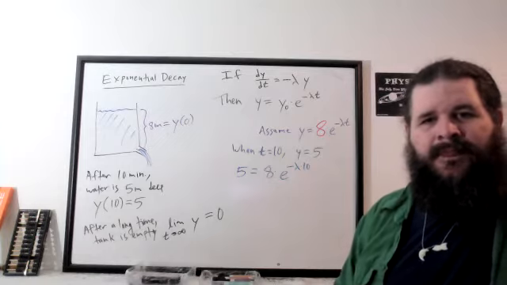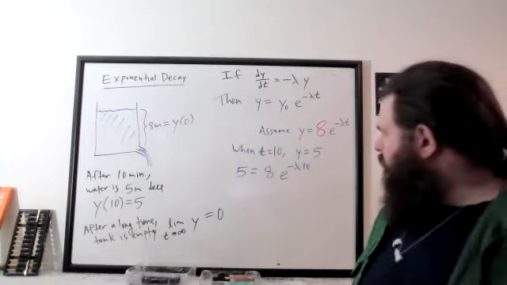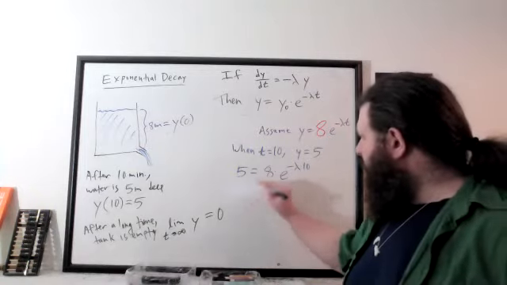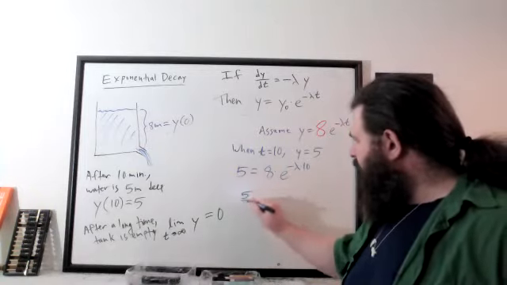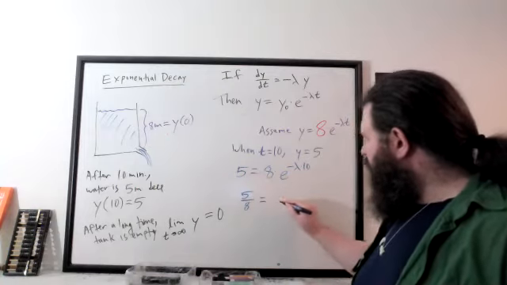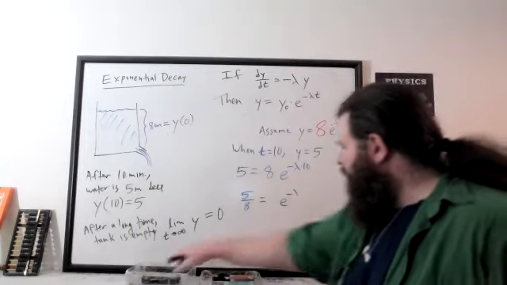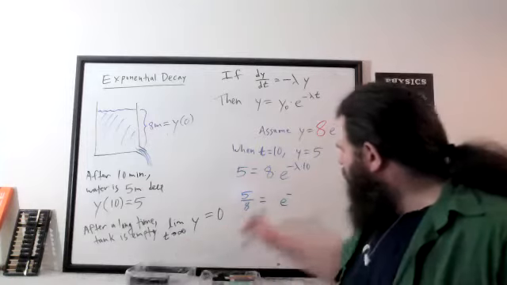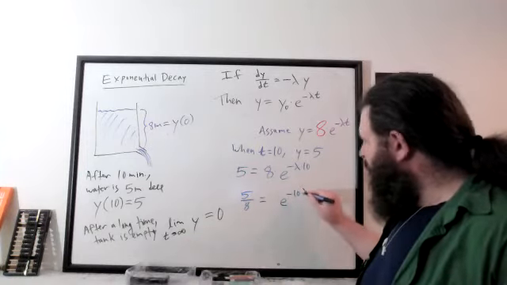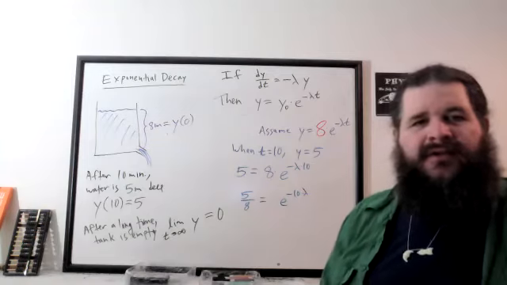Well, you would, yeah, divide by 8. Yeah, we want to start by dividing by 8. So divide both sides by 8, we get 5/8 equals e to the negative 10 lambda. And now we have this variable locked inside an exponent. How do we get rid of the exponential function?